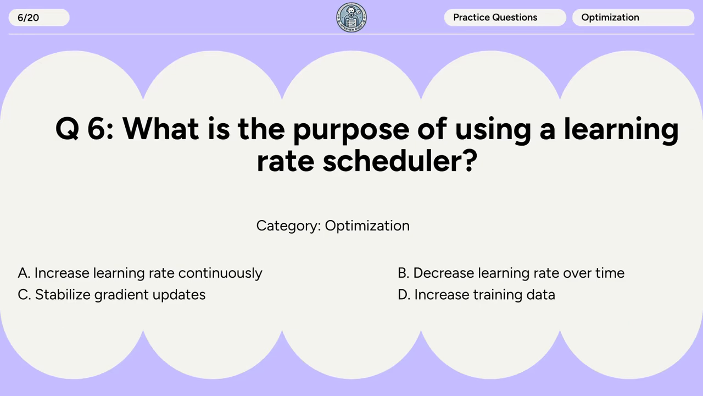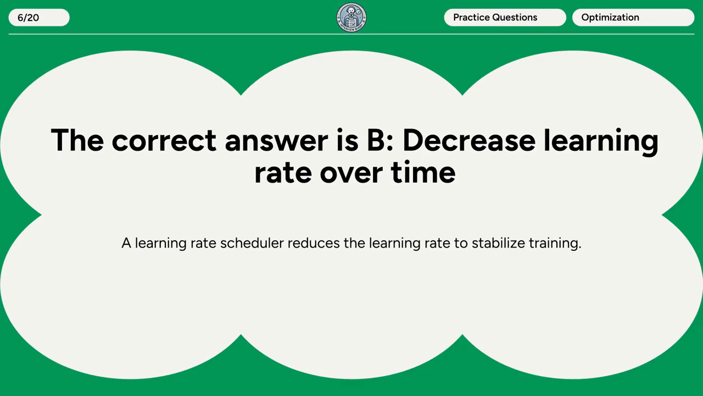Question 6. What is the purpose of using a learning rate scheduler? A. Increase learning rate continuously. B. Decrease learning rate over time. C. Stabilize gradient updates. D. Increase training data. The correct answer is B. Decrease learning rate over time. A learning rate scheduler reduces the learning rate to stabilize training.